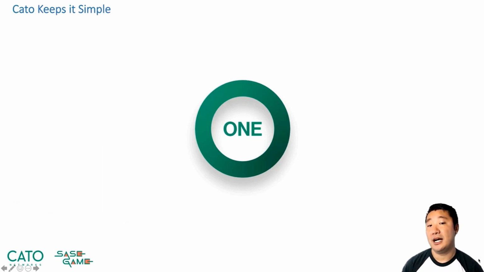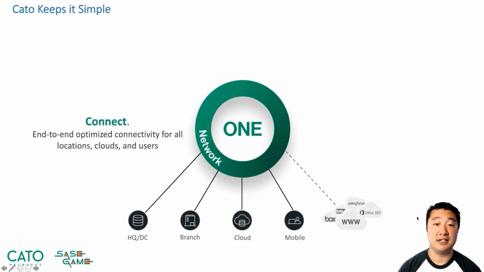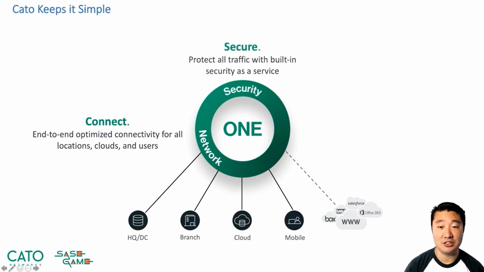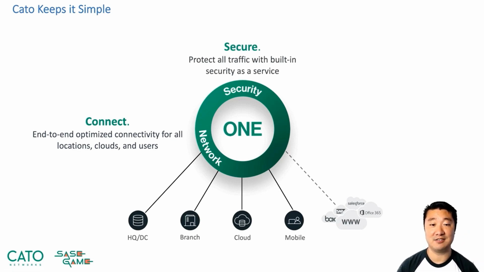Now, how does it work at a high level? First, Cato connects all branches, users, applications, and clouds into a cloud-native network. All traffic is optimized end-to-end between users and applications everywhere in the world. Next, Cato protects all traffic inside its cloud service against threats and attacks with a full security stack. Enterprise-grade protection is applied to all traffic across data centers and branches and down to a single user on a mobile device.